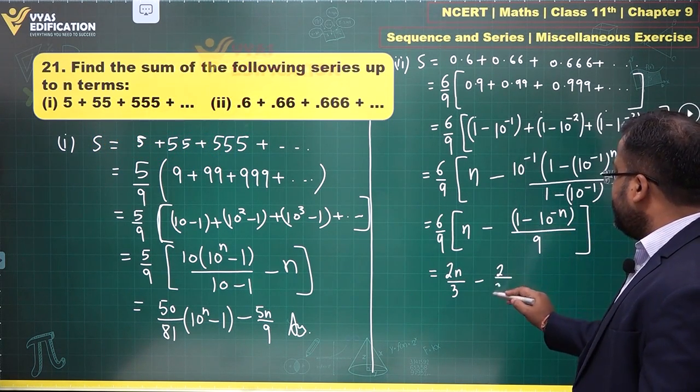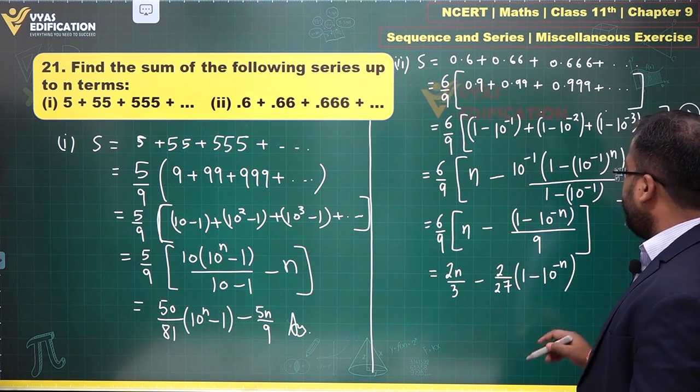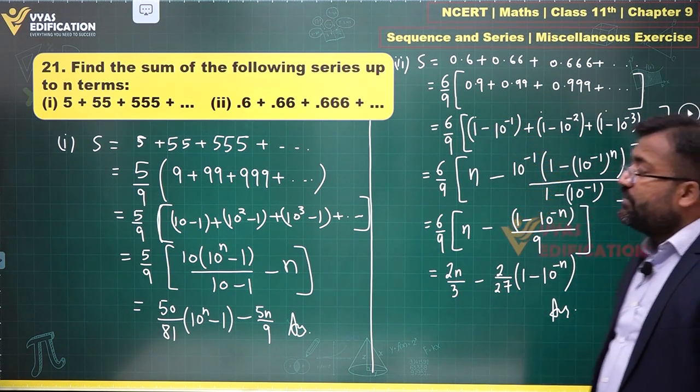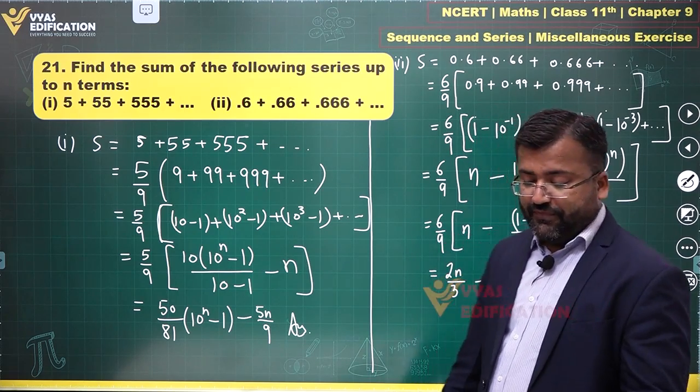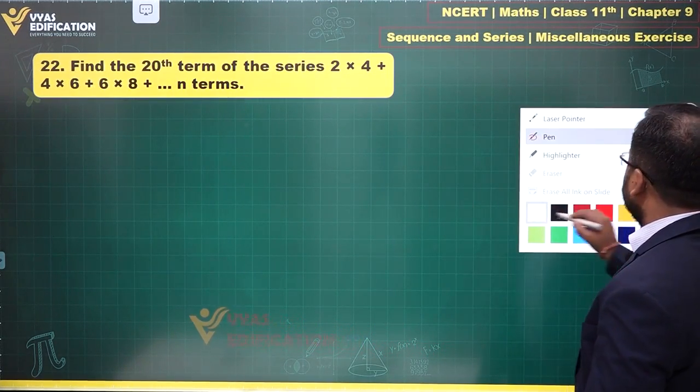2 by 27, 1 minus 10 power minus n is what I get. That's my required answer for the first and second parts of question number 21, as you can see over here.